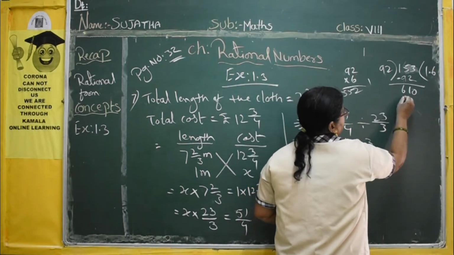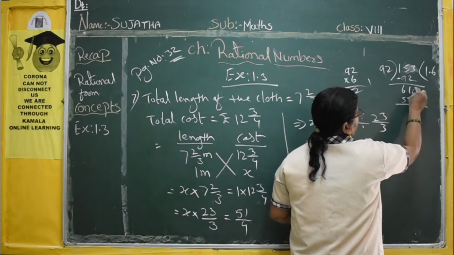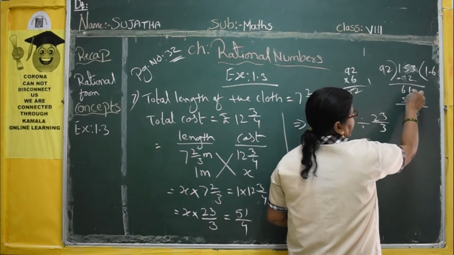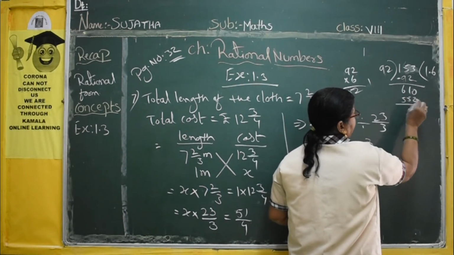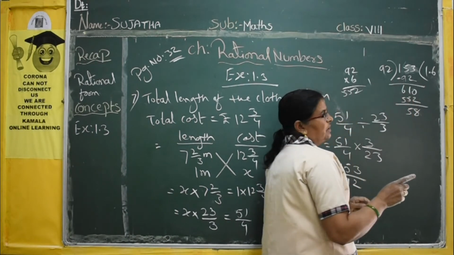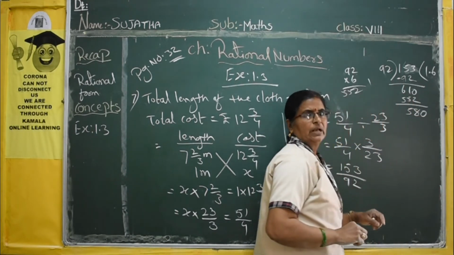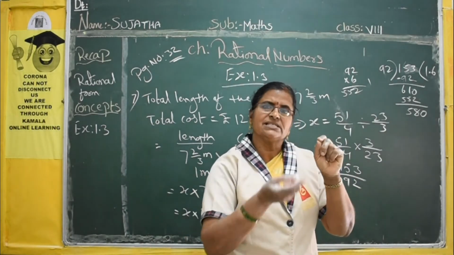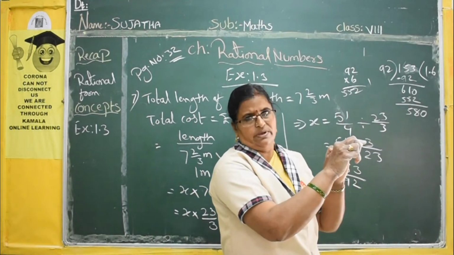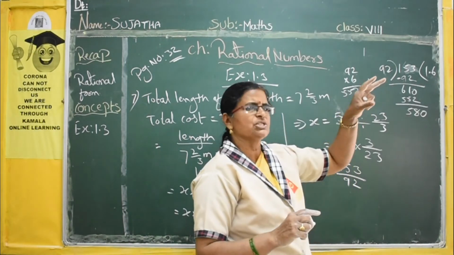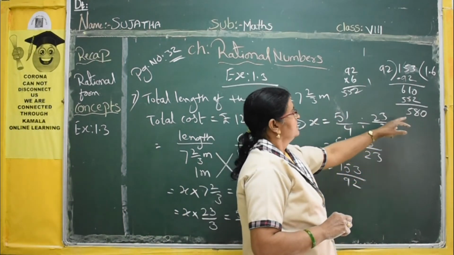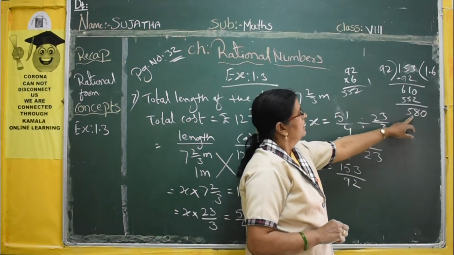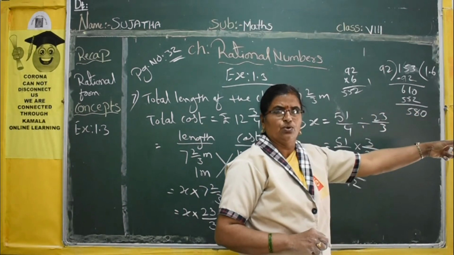So 92 sixes are 552. Now 10 minus 2 is 8. Here 10 again. 10 minus 5 is 5. Here 5 minus 5 is 0. Again put 0. Why? Because he is asking for rupees, so rupees as well as paisa we have to take. In paisa, 2 digits are compulsory. So now we got 580. Again 580 means again 552 only will come.